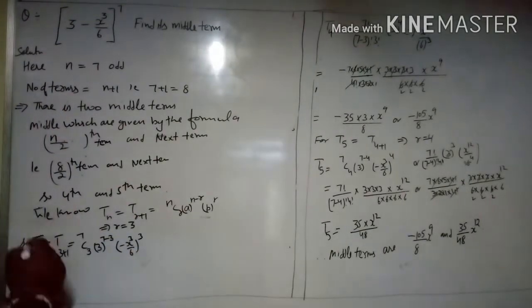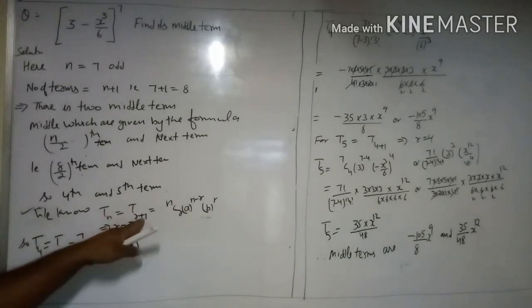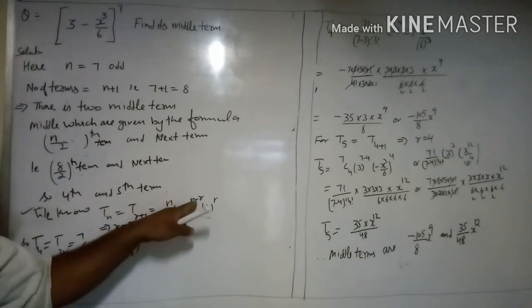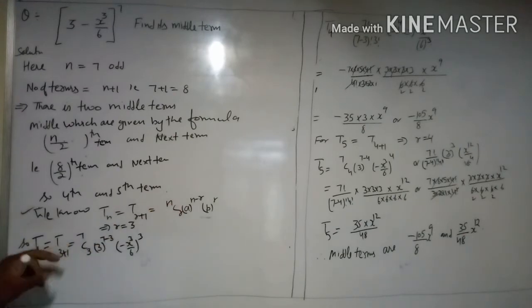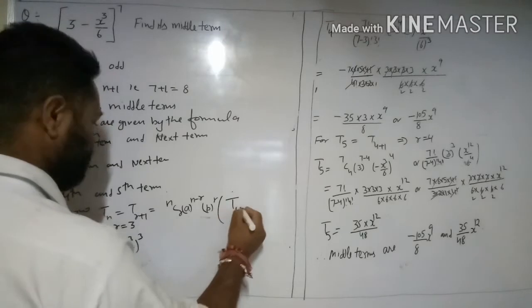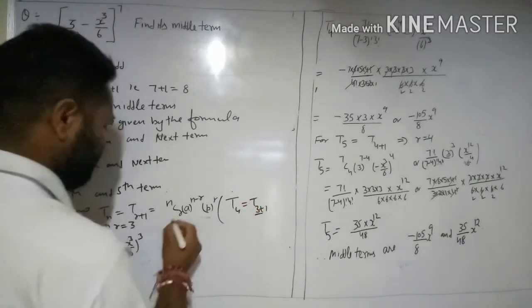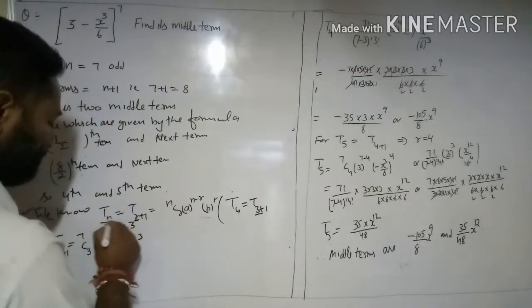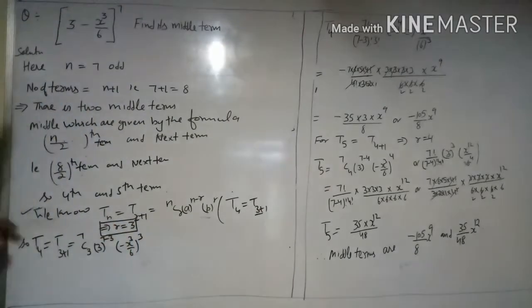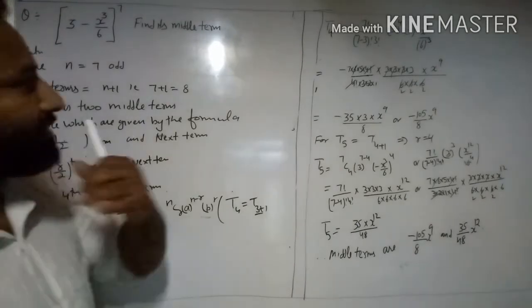To find the terms, we are using the formula T(r+1) is equal to nCr a^(n-r) b^r. As we are finding t4, that means t(3+1). So in place of r there is 3, so r is equal to 3. By putting this value, the general expression is 7C3 times this power 7 minus 3 and this, and by solving this we got this.